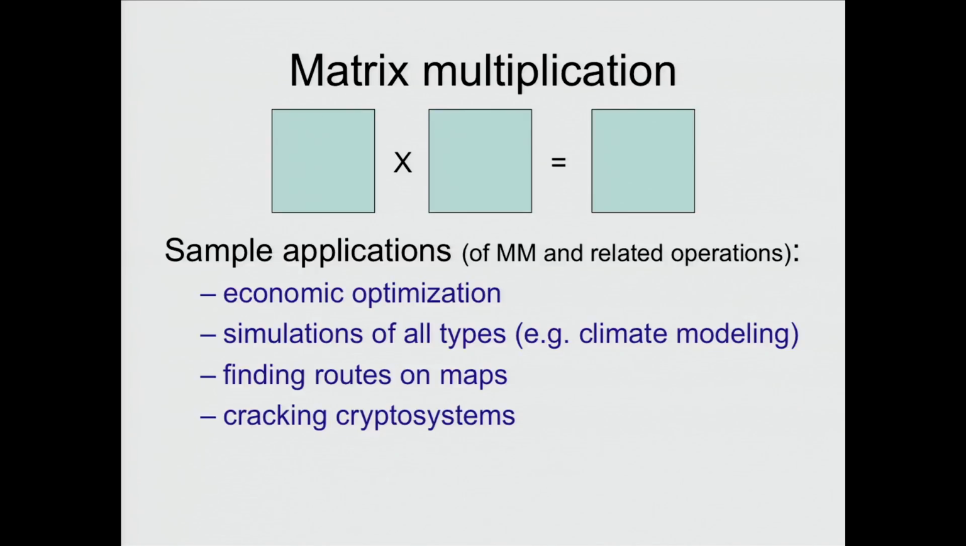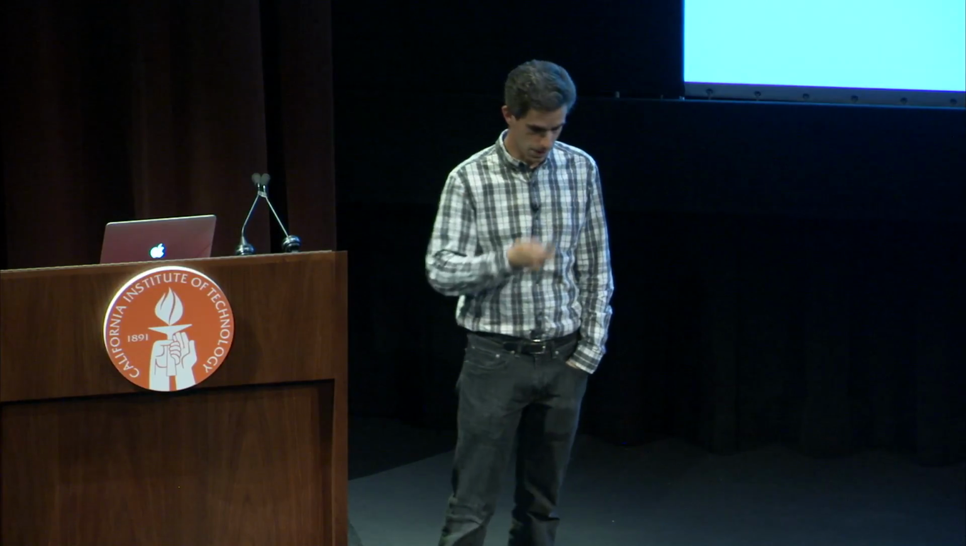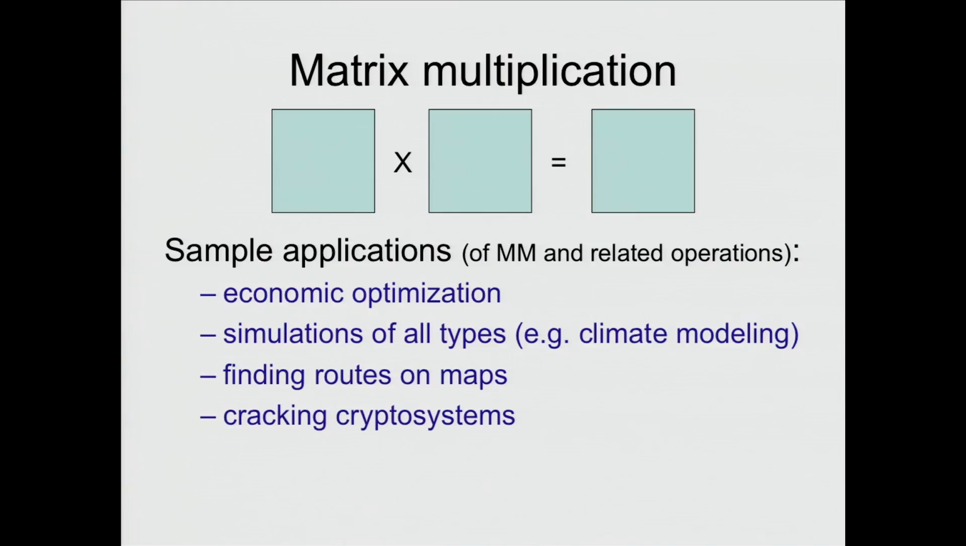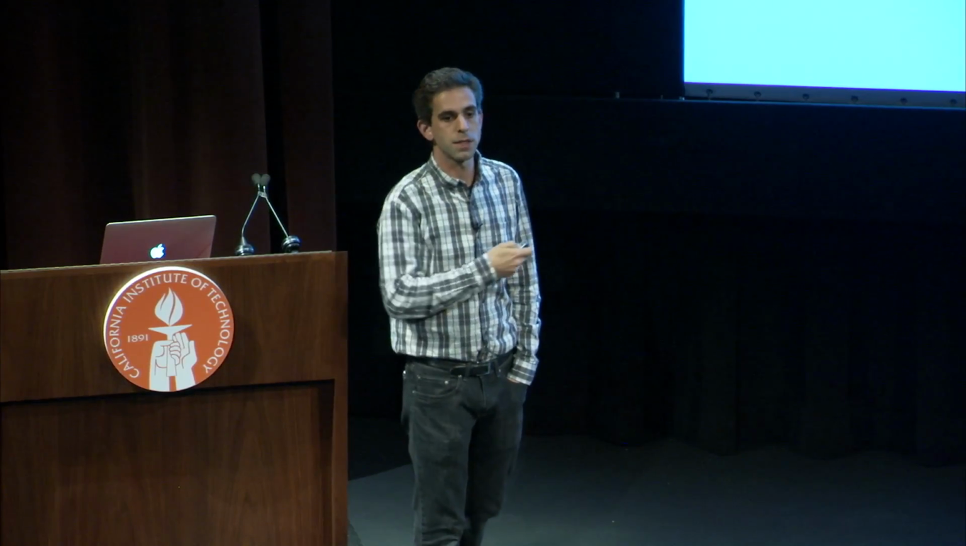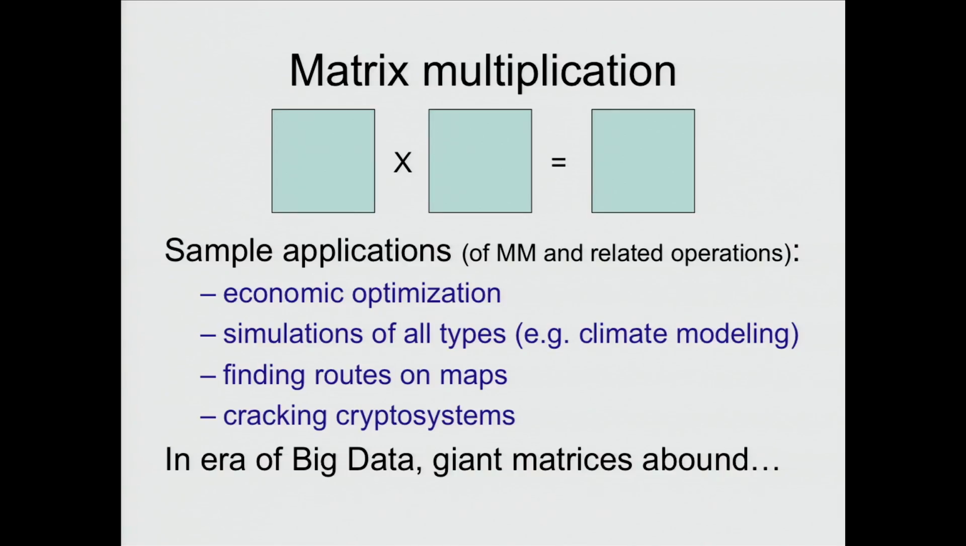Let me just give you a list of applications of matrix multiplication and some of these related problems just to give you a sense of how widespread its use is. It can be used in certain kinds of economic optimization. It is used in simulations of all types where you're simulating some sort of physical system, say, for example, climate modeling. Finding routes on maps, like the example that we've been talking about. Cracking crypto systems. The last step of these often involves solving a very large system of linear equations, and you want to do that fast. Matrix multiplication is related to that. Okay? And in this era of big data, we have huge matrices to work with.